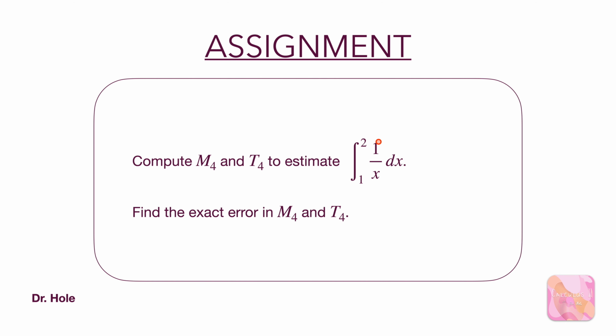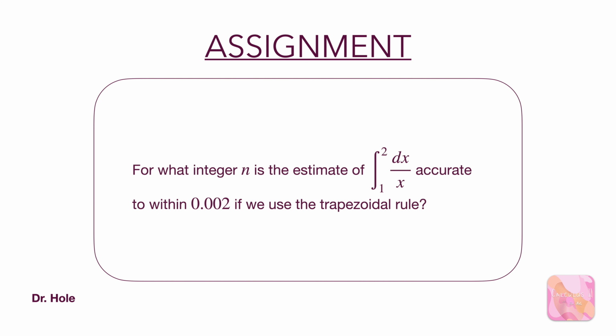Okay, so your turn. Compute M4 and T4 for this definite integral. Compute this definite integral exactly and compare it with M4 and T4. Take the absolute value of their differences and call that the exact error. Good.